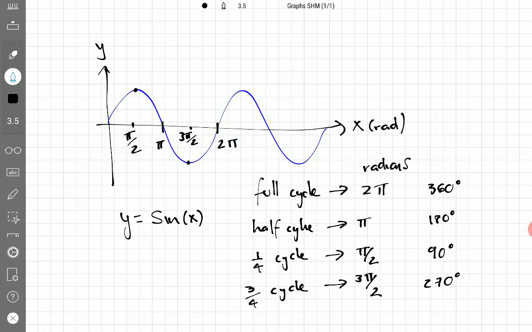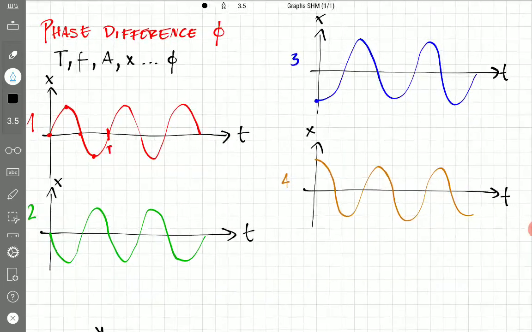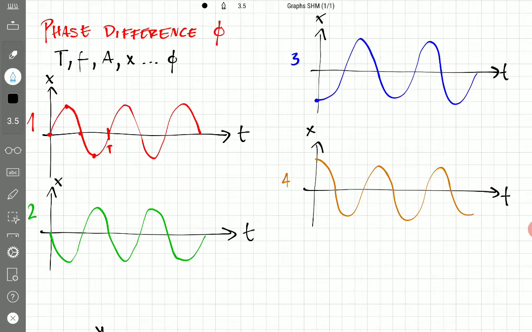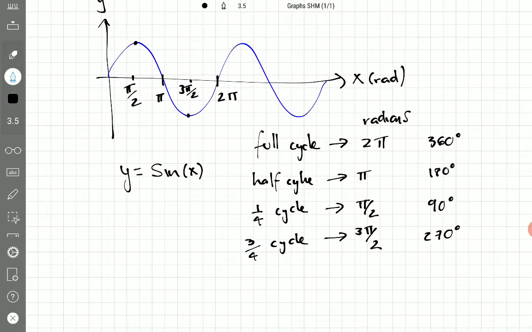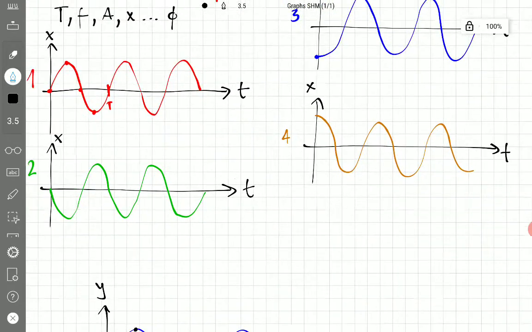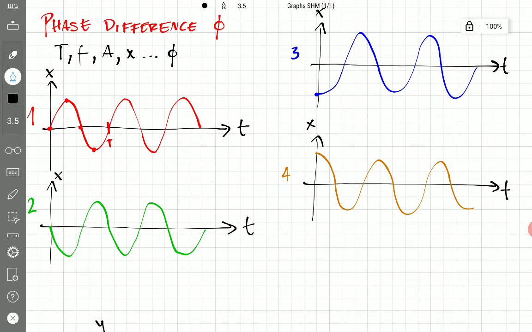So when we try to describe how these graphs are connected, we describe the phase difference that they have in terms of radians. We don't talk about the period, but we talk about the radians. So this one will be our original one, number 1, and we're going to describe the others in terms of this one. So look at number 2. What is the difference in radians between graph number 1 and graph number 2? Think about it. If you want, pause.